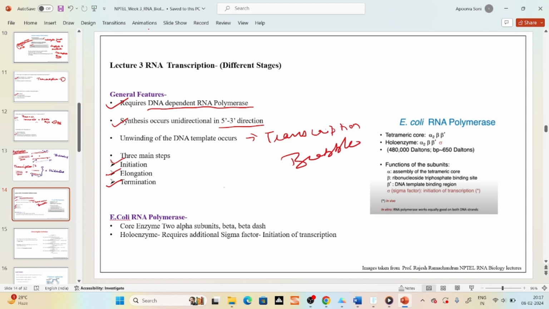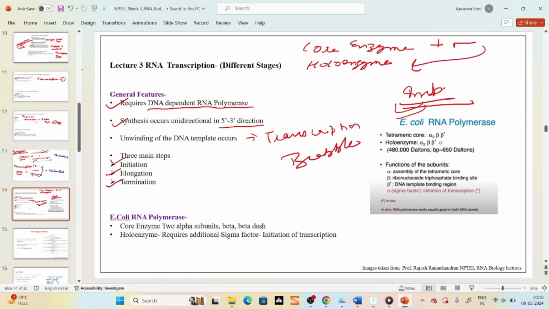So you can see this is an important slide. This is an important slide not just from your NPTEL examination point of view, but for other competitive examinations also. So you can see that the E. coli RNA polymerase is a tetrameric core. Whenever we talk about a polymerase, there are two things. First is the core enzyme, and the other one is the holoenzyme. The core enzyme has two alpha subunits, beta, and beta dash subunits, and when you add the sigma factor to the core enzyme, then it becomes your holoenzyme.